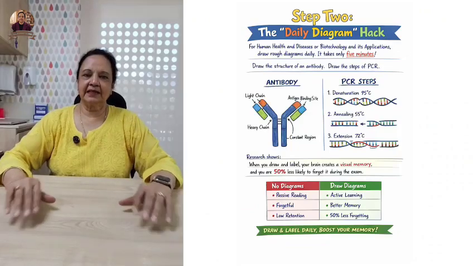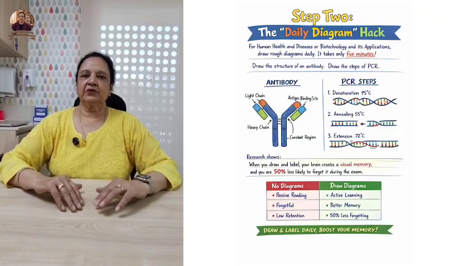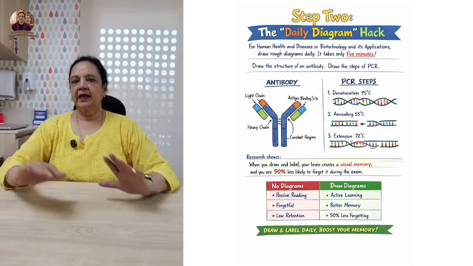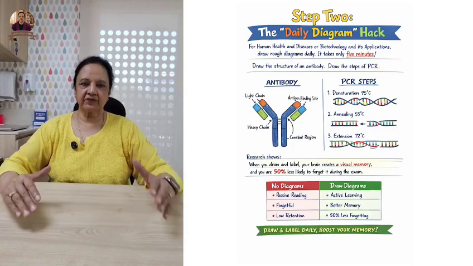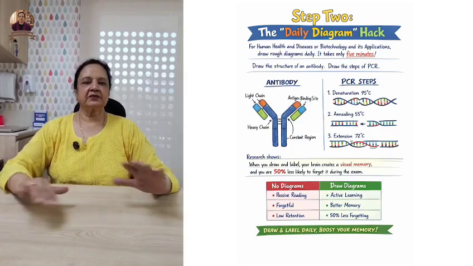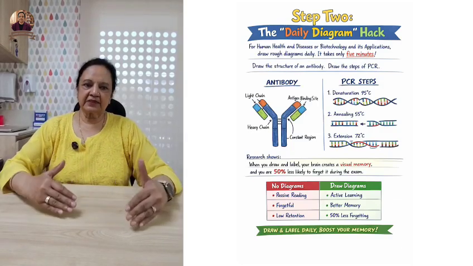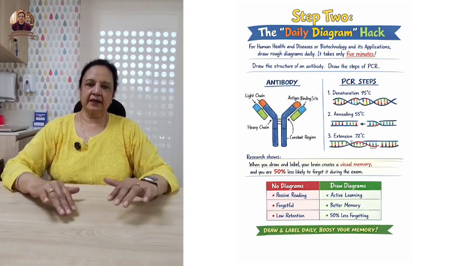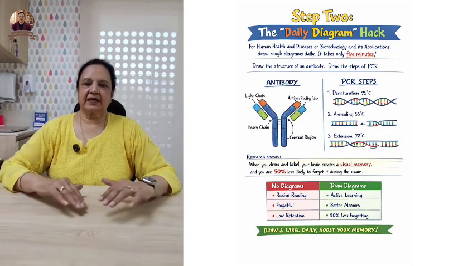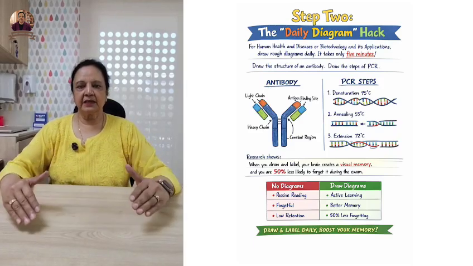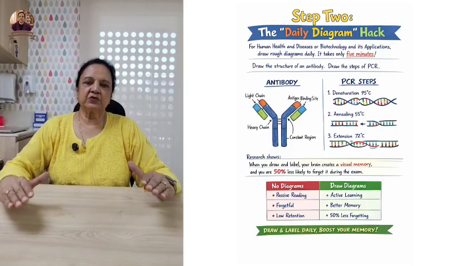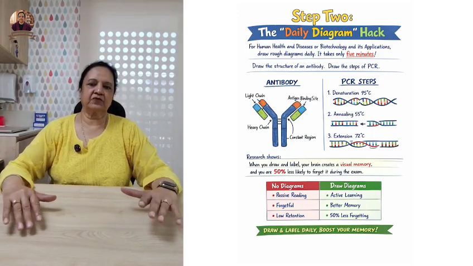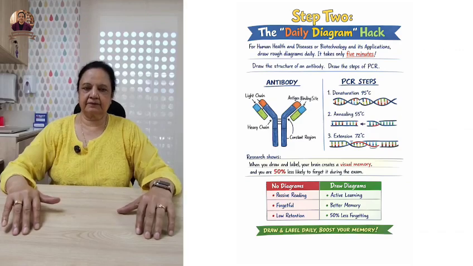Step 2, the daily diagram hack. For Human Health and Diseases or Biotechnology and its Applications, draw rough diagrams daily. It takes only 5 minutes. Draw the structure of an antibody, draw the steps of PCR. Research shows that when you draw and label, your brain creates a visual memory and you are 50% less likely to forget it during the exam.